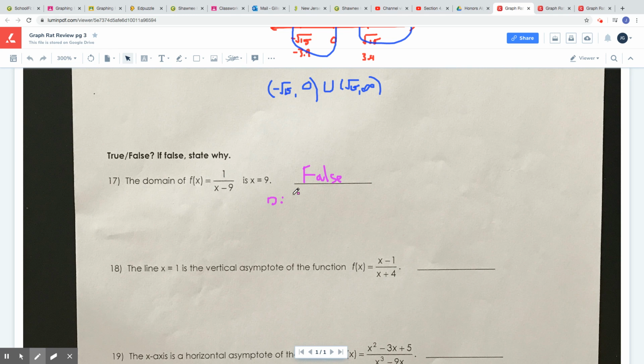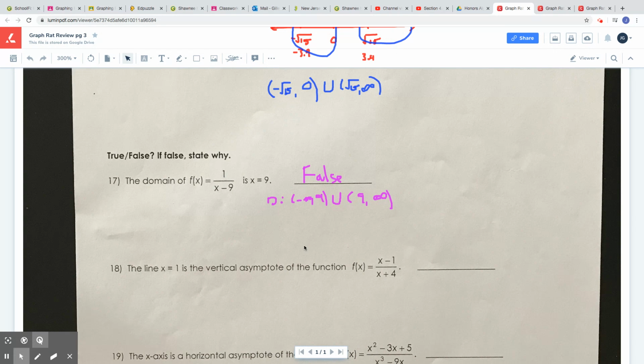So you would write that as negative infinity to 9. That is an awful infinity sign. And from 9 to infinity. That should be the correct answer. That's all you have to write to say why.